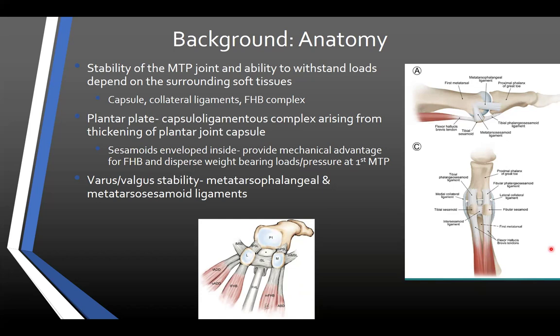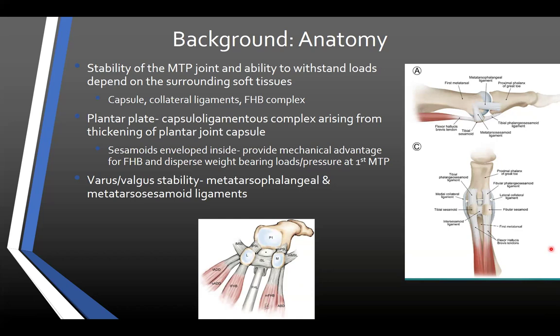As mentioned, the sesamoids are contained inside of this entire complex, and these help provide stability. They also help to provide a mechanical advantage for the mechanical pull of the flexor hallucis brevis. And they also help with absorbing the weight-bearing loads across the joint. Usually the medial sesamoid is a bit larger and plays a larger role in weight bearing, so we often see this sesamoid more injured in injuries.